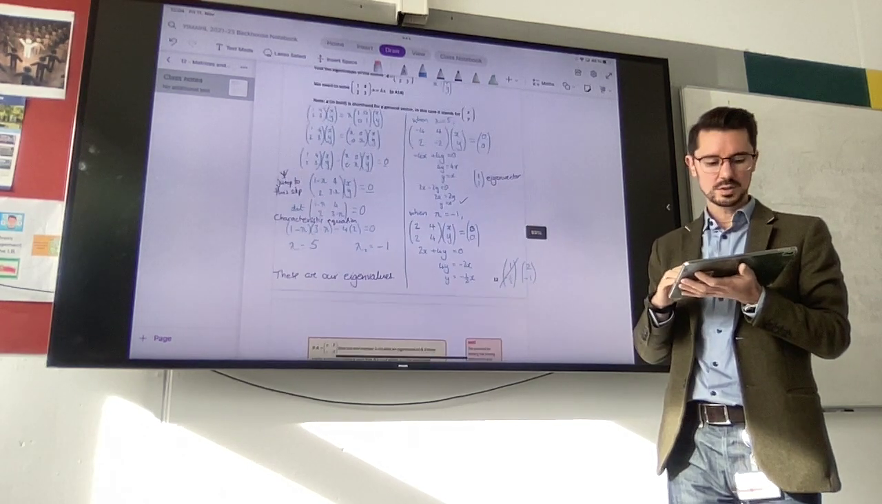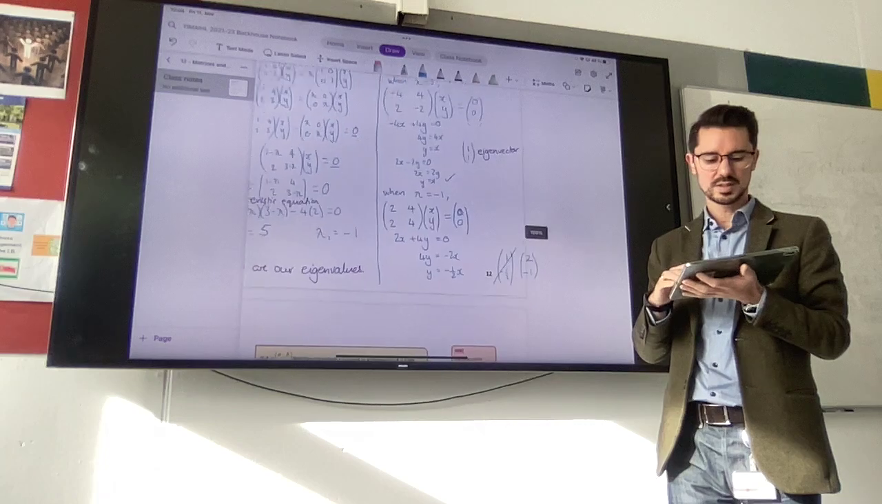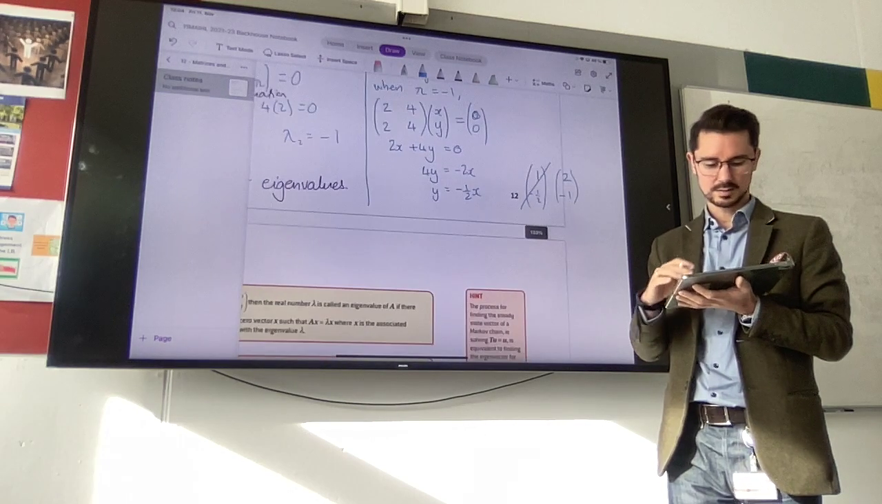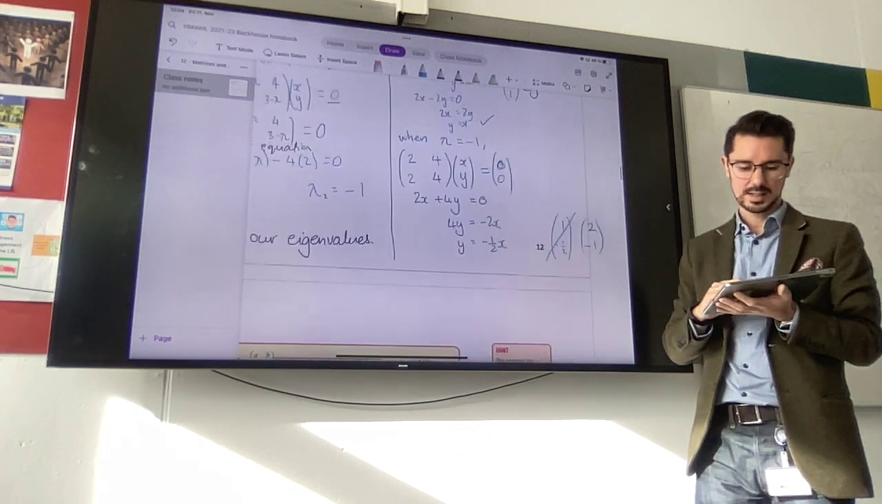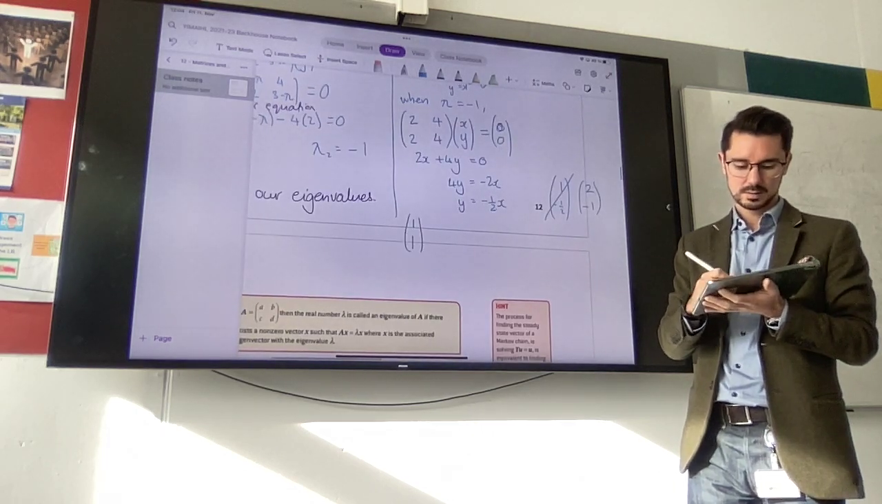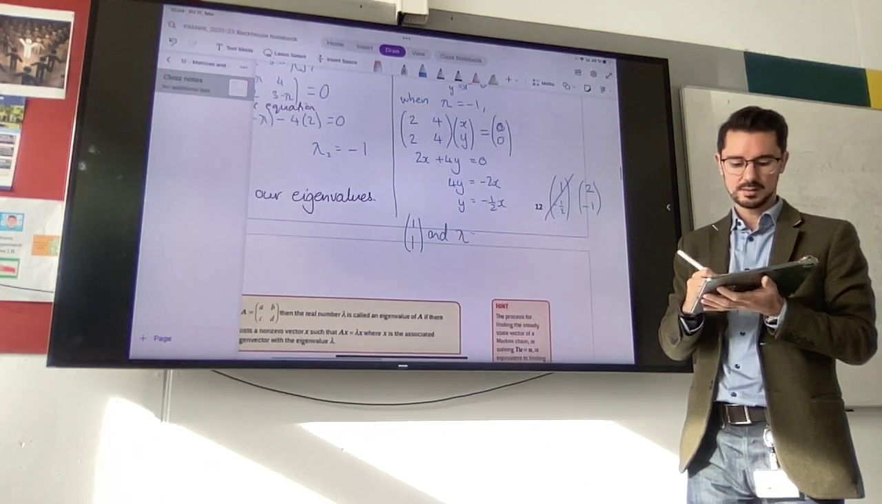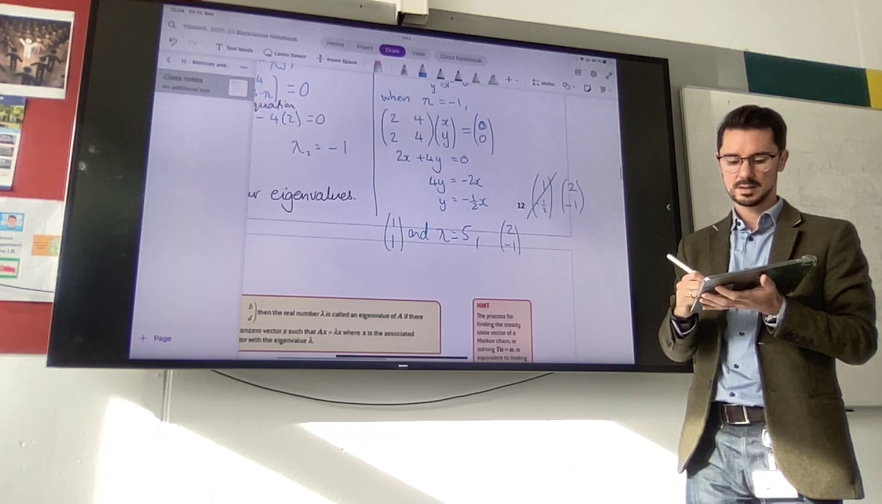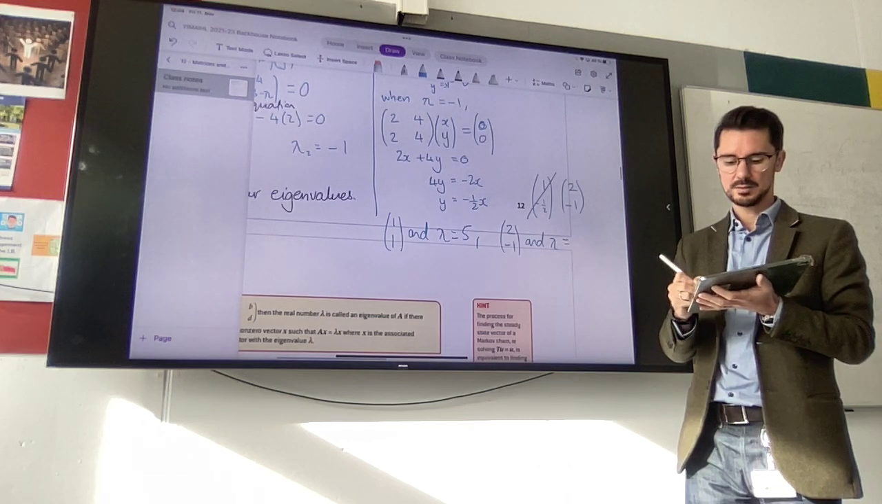So what we should do then is just to state clearly the eigenvalues and eigenvectors. So we had (1, 1) and lambda equals 5, and (2, -1) and lambda equals -1.